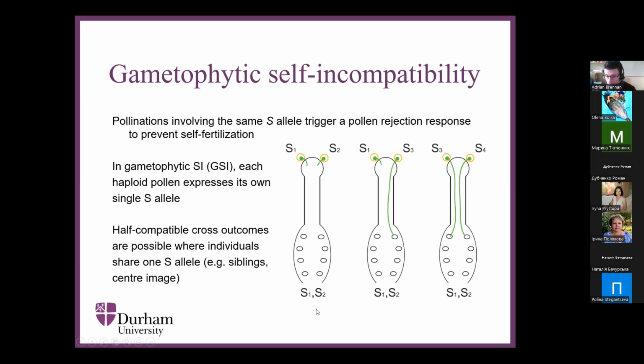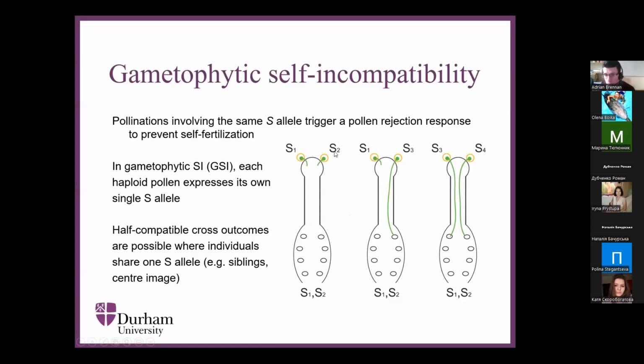The female tissue is sporophytic, it's diploid, and so it's capable of expressing the two diploid alleles that are present in the mother. So in this example, the individual is expressing alleles 1 and 2. So this tissue is expressing recognition factors for 1 and 2. But the individual pollen will either be 1 or 2. And so this is an example of a self-cross where the individual was originally S1, S2.